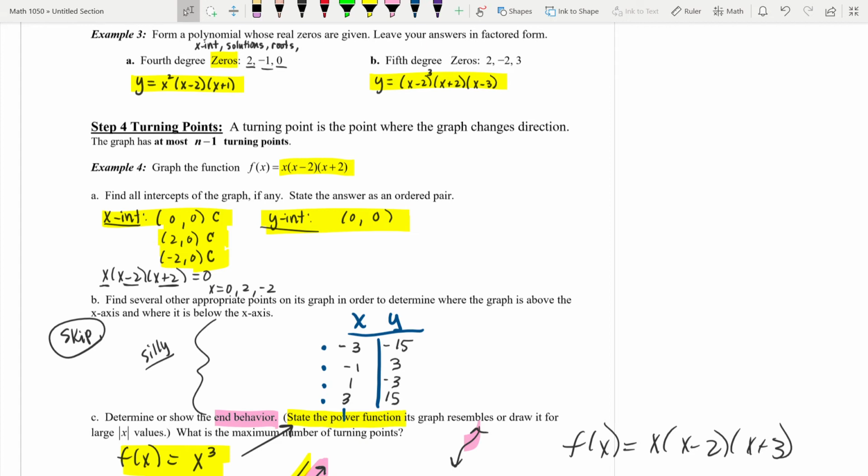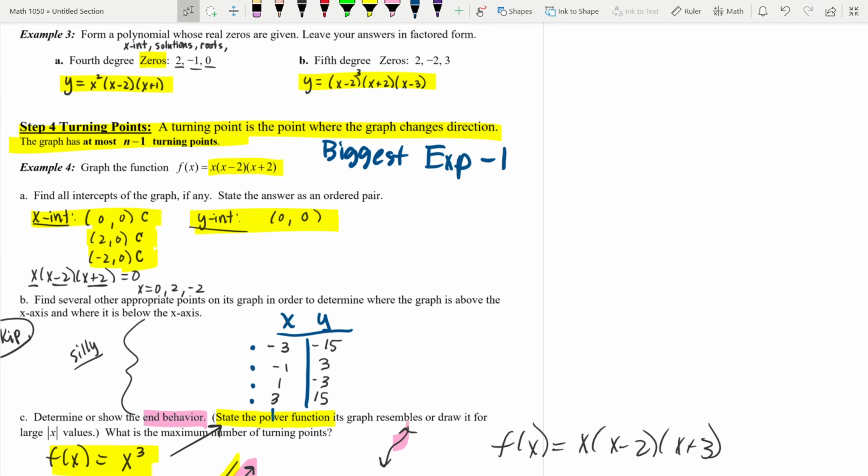Yay. Okay. It's easy, but we have to know how to do it. The maximum number of turning points, easy. You take the biggest exponent and subtract 1. Let's write that down. Biggest exponent minus 1. That's your answer. This is what a turning point is. I'm going along, I'm going up, and then I turn. That's a turning point. Then I'm down and I turn. And then I'm up and I turn. So that graph has 3 turning points. One there, one there, one there.